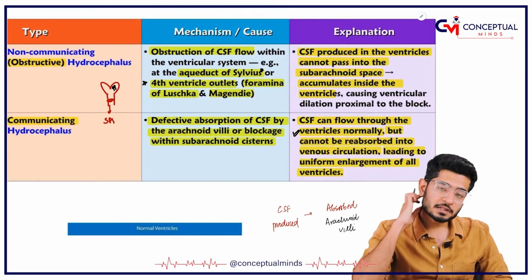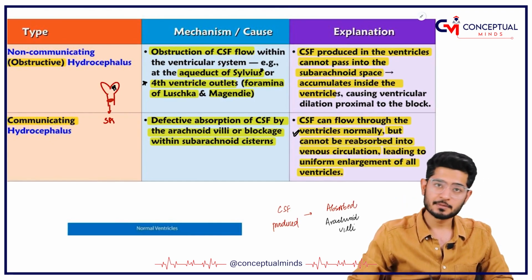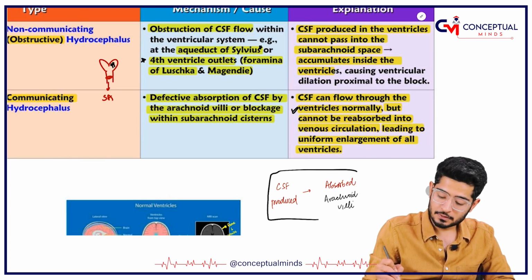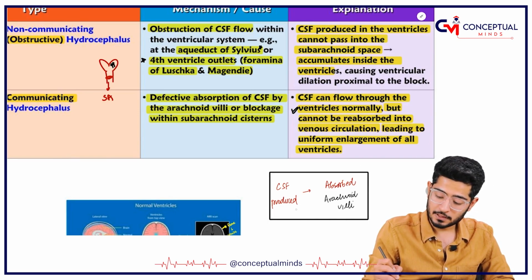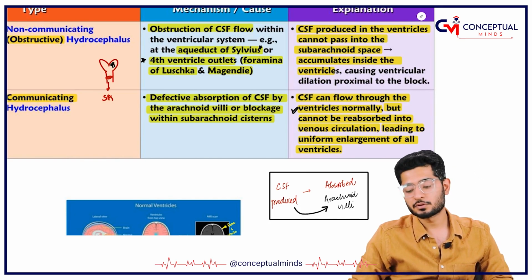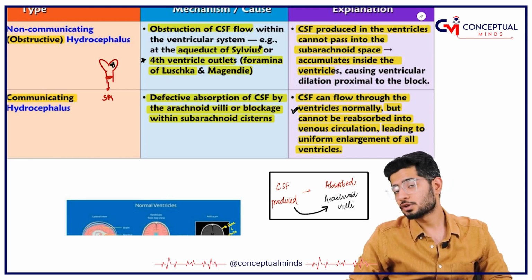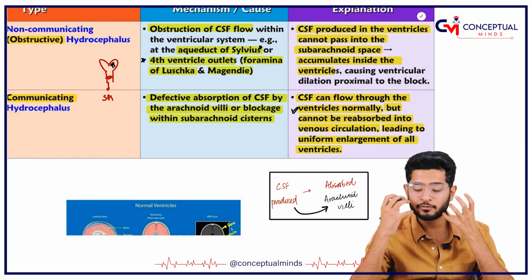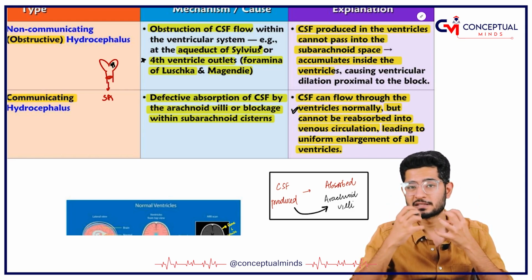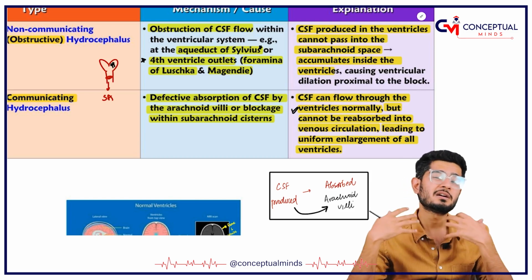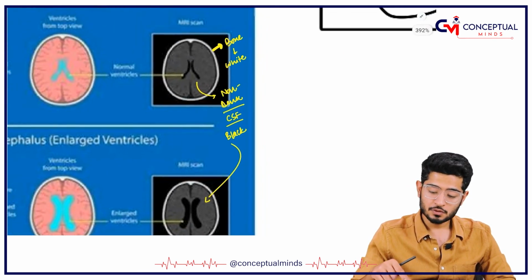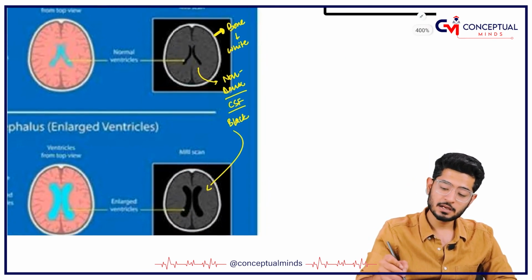But what happens in communicating hydrocephalus? Once CSF enters the subarachnoid space, you have arachnoid villi, and the CSF is going to get absorbed in the arachnoid villi. Now, if the CSF is not getting absorbed in the arachnoid villi, of course the CSF can flow in the ventricles, but since it is not getting absorbed, there will be an increase in the amount of CSF, and that causes hydrocephalus. Coming to this picture, it can be asked in your exam.